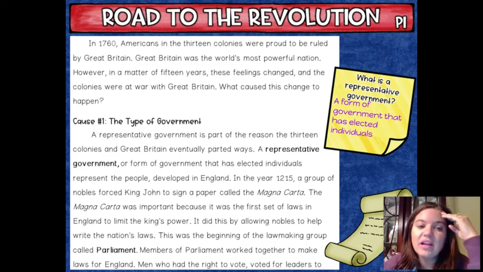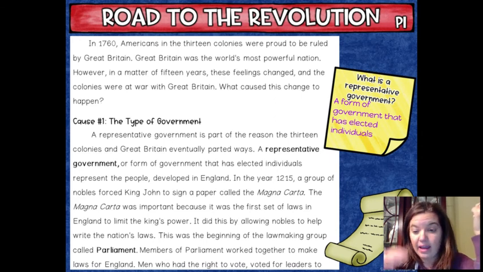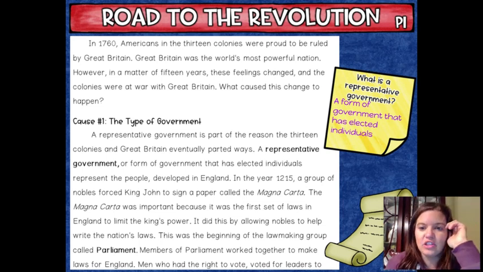For the first five slides, we read about the type of government that Great Britain had, which was Parliament. It says that Parliament is a representative government. So the first post-it here asks you, what is a representative government?